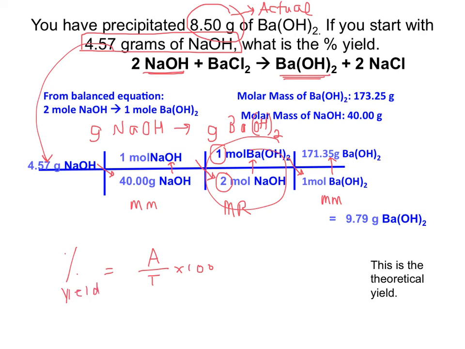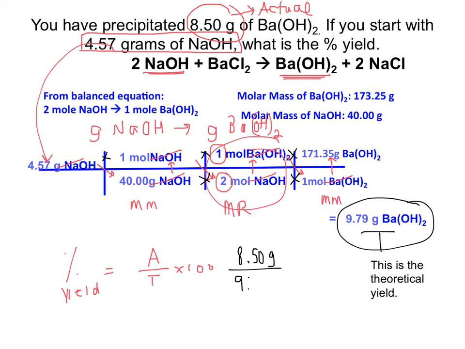So when I do the calculation and I cross out everything that is the same and I multiply everything across the top, everything across on the bottom, and divide the bottom and the top, I get 9.79 grams of barium hydroxide. That is my theoretical yield. So remember, your actual yield was 8.50 grams. Your theoretical yield is 9.79 grams.